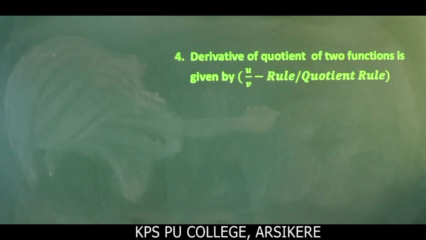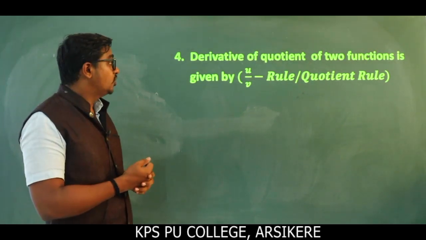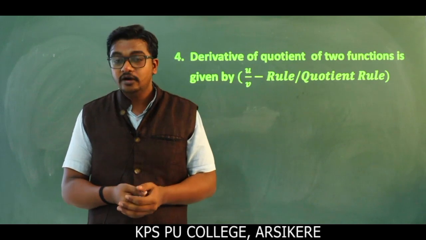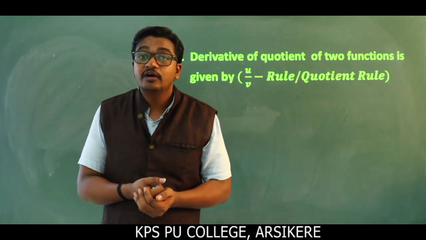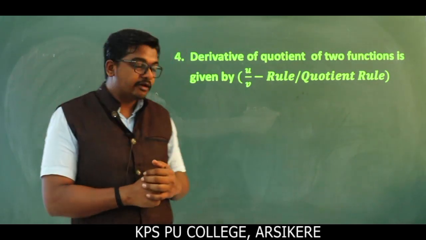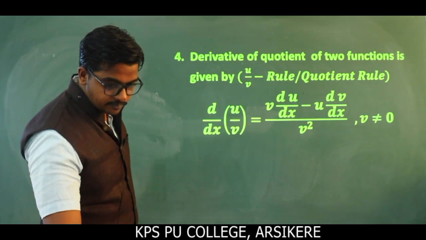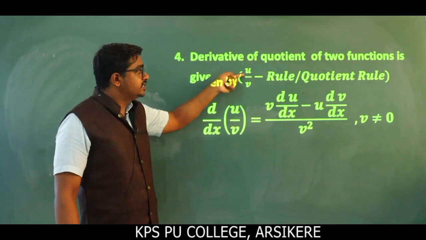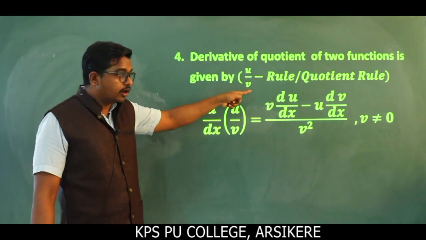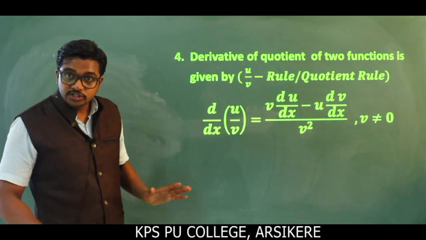Now dear students, we are moving to the fourth one, derivative of quotient of two functions or rational function, when they given f of x divided by g of x. But here I have taken u by v rule. Just observe here. This rule is also called u by v rule or quotient rule. This is also most important one.